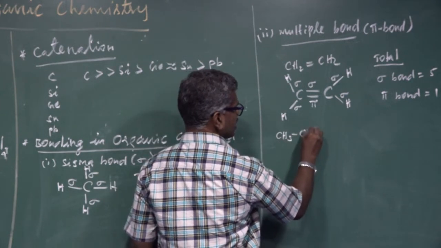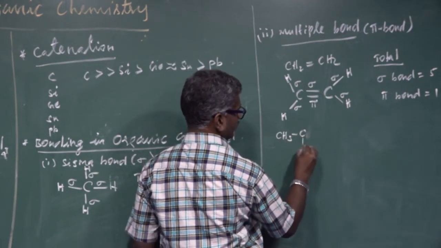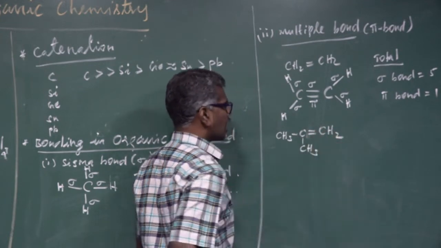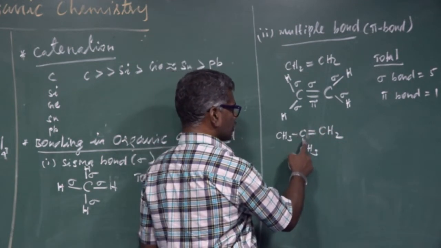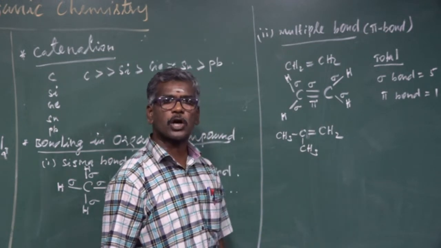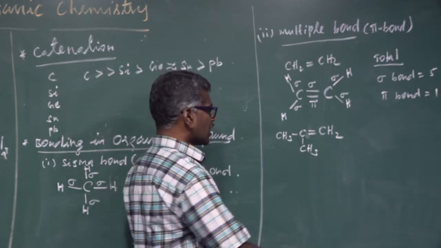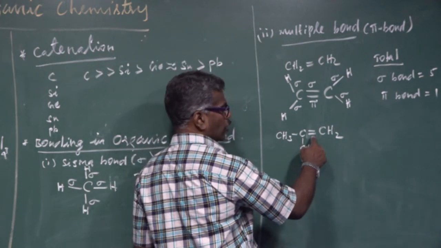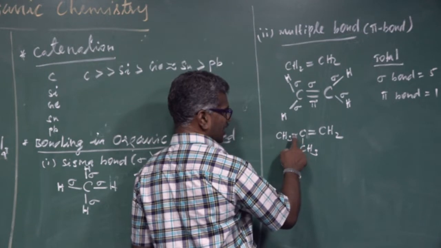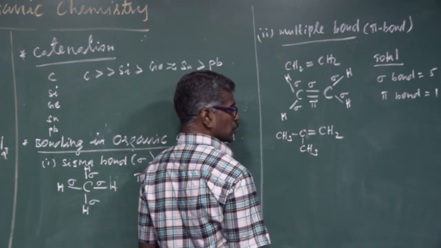Another one, CH3, CH3, CH2. Carbon valency is 4: 1, 2, 3, 4. In this, how many sigma bonds and how many pi bonds are there? Here, only one pi bond. Sigma bonds: 3, 3, 6, 7, 8, 9, 9 plus 2, 11.